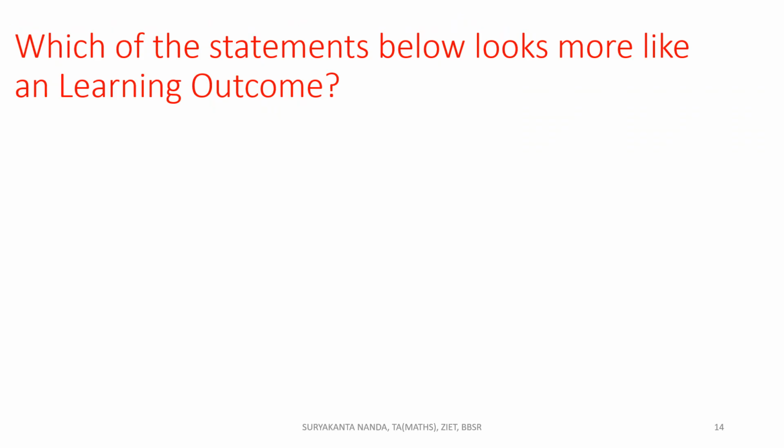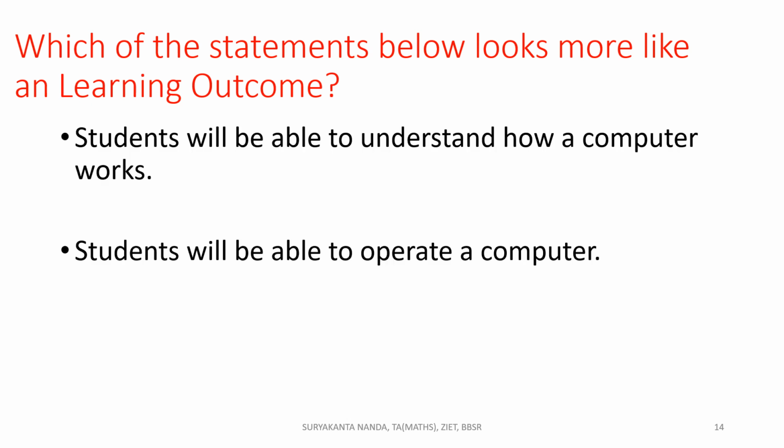Here we have two statements. We have to identify which statement looks more like a learning outcome. The first statement is: students will be able to understand how a computer works, and the second statement is: students will be able to operate a computer. The second statement is a smart learning outcome because it is skill oriented.